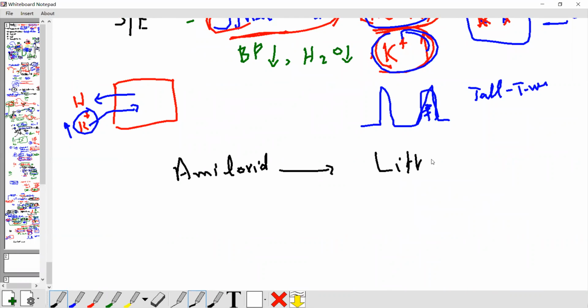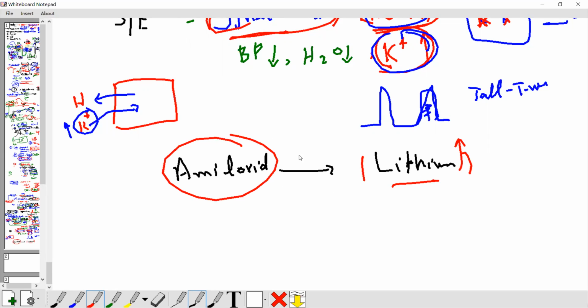Do you remember lithium? Lithium we use for bipolar disorder. If the lithium is toxic, lithium also disturbs your thyroid, causing hypothyroidism. Lithium disturbs your CNS, with seizures. Lithium has a lot of side effects. So if lithium is toxic, you need to eliminate this lithium. The best drug to eliminate the lithium is amiloride.